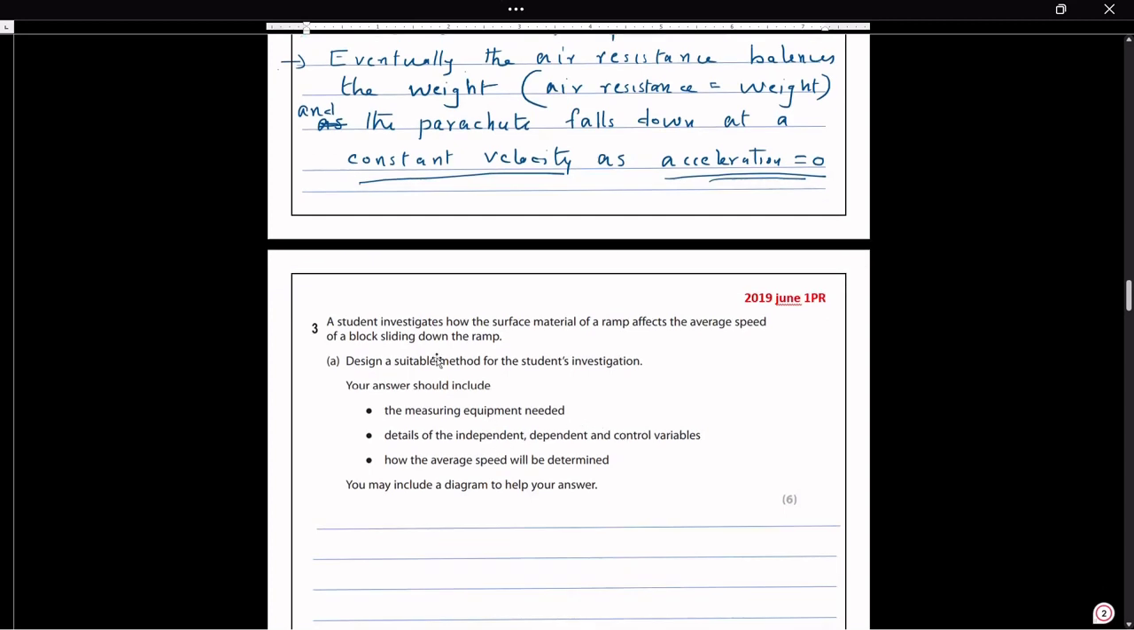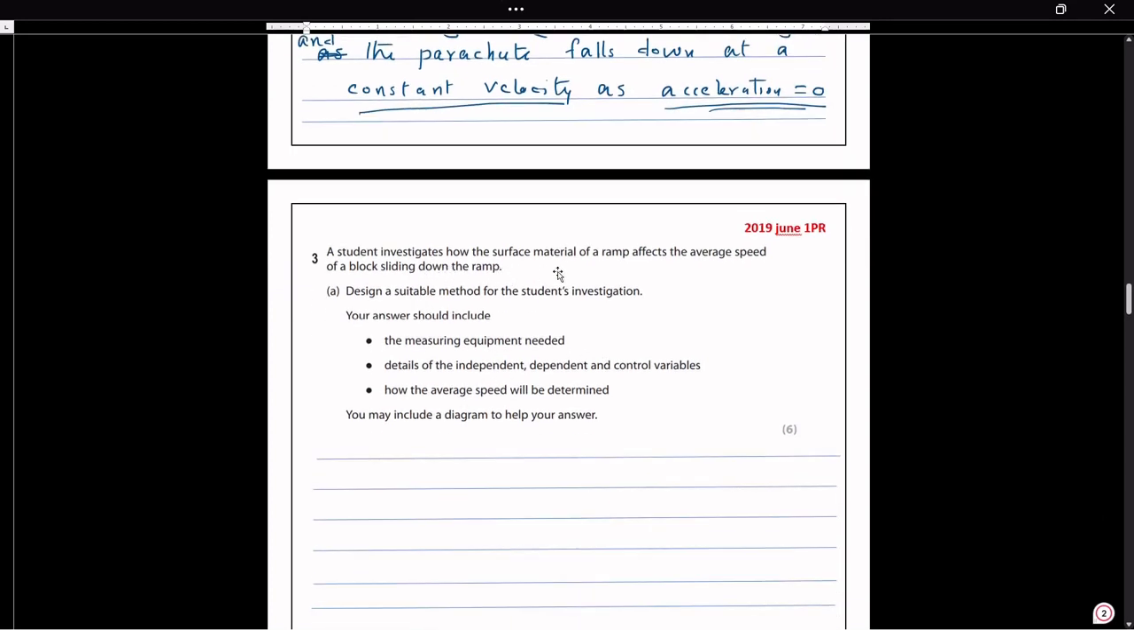Let's move on to the next part of the question. The student investigates how the surface material of a ramp affects the average speed of a block sliding down the ramp. Design a suitable method for the student's investigation. Your answer should include the measuring equipment needed. See, there are 3 points they are telling. Let us number them 1, 2, 3. The measuring equipment, the details of dependent, independent and control variables, and how the student should measure the average speed. You may include a diagram to help.